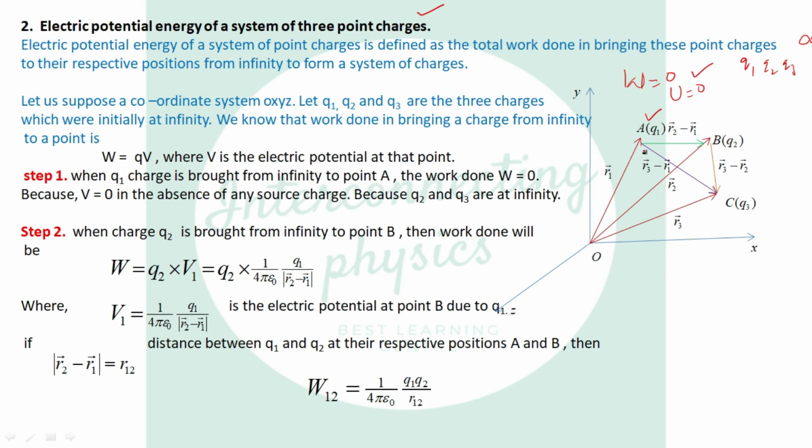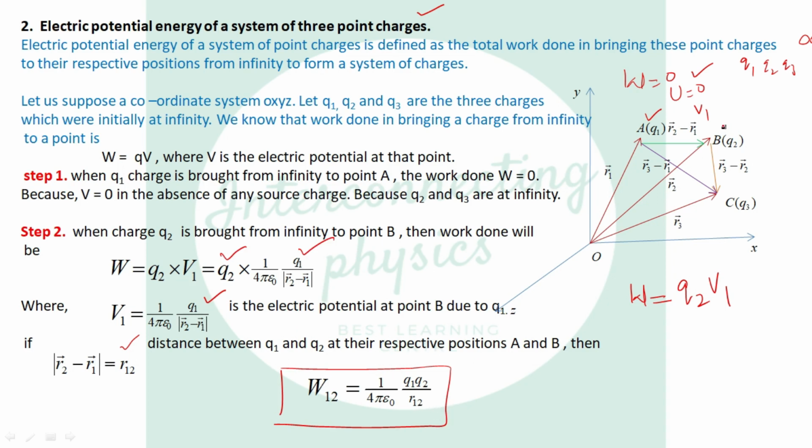Now place Q1 here and bring Q2 from infinity to point B. Now Q2 is coming in the region of Q1, that is in the potential of Q1, V1. So what will be the work done? Work done will be Q2 into V1. What is V1? It is 1 over 4 pi epsilon naught Q1 over R2 minus R1. Now, if we write R2 minus R1 as R12, then work done in bringing the charge Q2 from infinity to point B is 1 over 4 pi epsilon naught Q2 Q1 divided by R12.